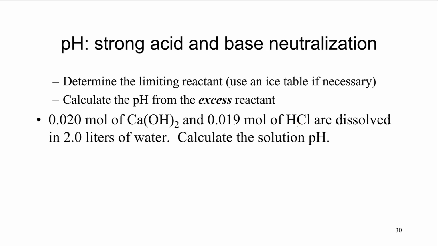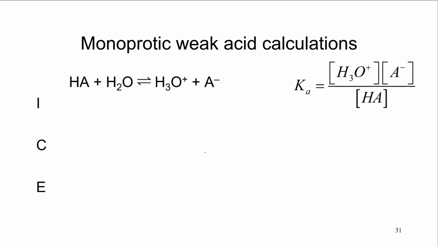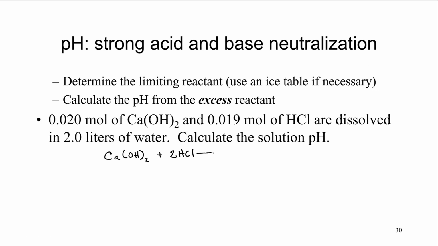We'll write Ca(OH)2 plus 2HCl. And I knew that already because of what we talked about before. It's not an equilibrium because it's a strong acid, strong base reaction. It basically just goes to completion like this. And then I'm going to have CaCl2 plus 2 H2O.